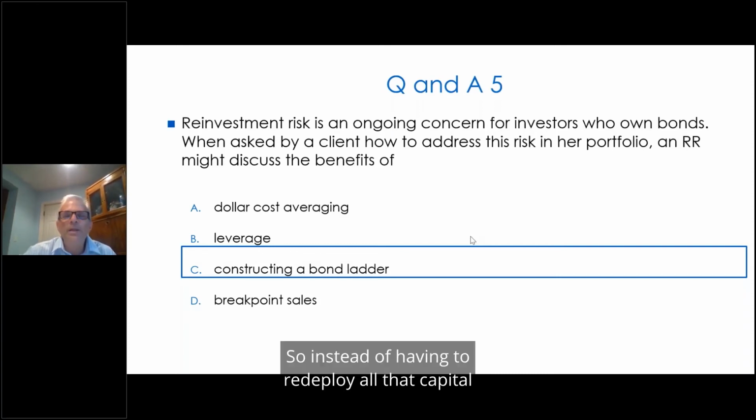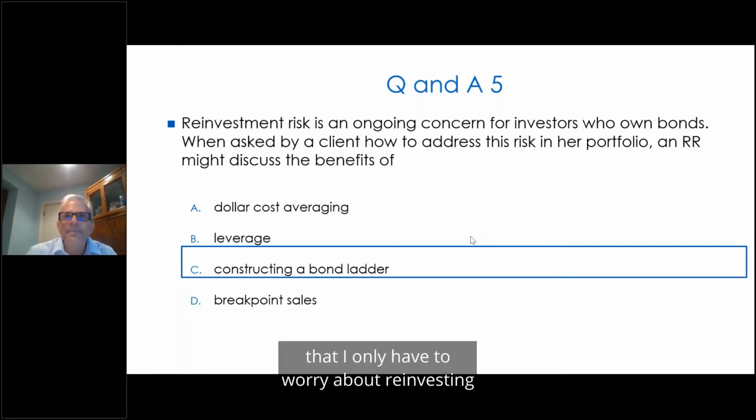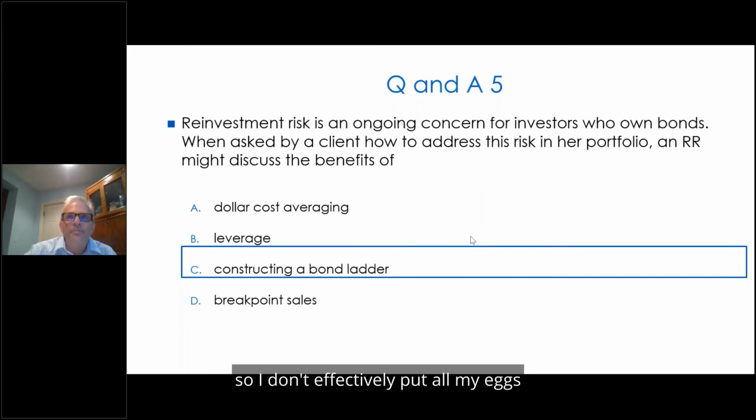So instead of having to redeploy all that capital at one time, I set it up so that I only have to worry about reinvesting just that one element of the overall portfolio. I spread out maturities so I don't effectively put all my eggs into one maturity basket. It really does ease off on the reinvestment rate risk issue. It's another way of not putting all of your eggs in the same basket. That is what's called the bond ladder.